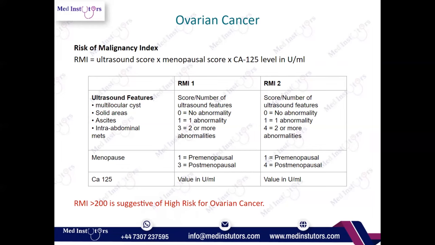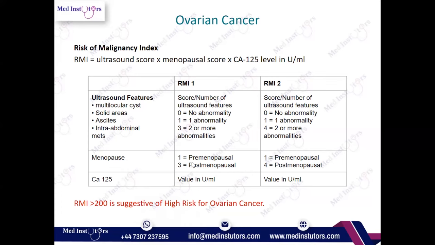The second type of category of questions, they give us some findings of a patient and ask us to calculate RMI. So how would you calculate RMI? Let's have a look at ultrasound features. If in the clinical scenario or in the question you find multilocular cyst, solid areas, ascites, intra-abdominal metastasis, then score the patient accordingly. In a nutshell, if there is no finding in the ultrasound, give 0 score. If you find one abnormality among these, give 1 score. If you find 2 or more abnormalities, then give 3 scores to the patient.